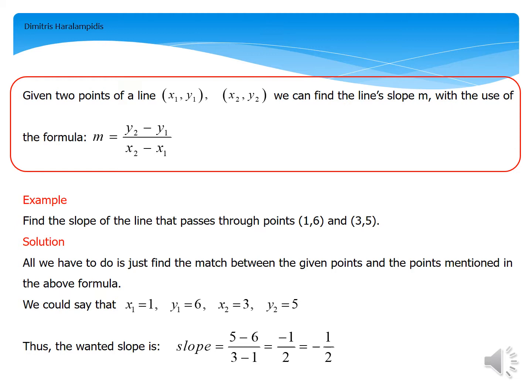For example, in order to find the slope of the line that passes through points 1, 6 and 3, 5, all we have to do is just find the match between the given points and the points mentioned in the above formula. We could say, for example, that x sub 1 equals 1, y sub 1 equals 6, x sub 2 equals 3, and y sub 2 equals 5 respectively. Thus, the wanted slope would be equal to 5 minus 6 over 3 minus 1, in other words, equal to negative 1 over 2.